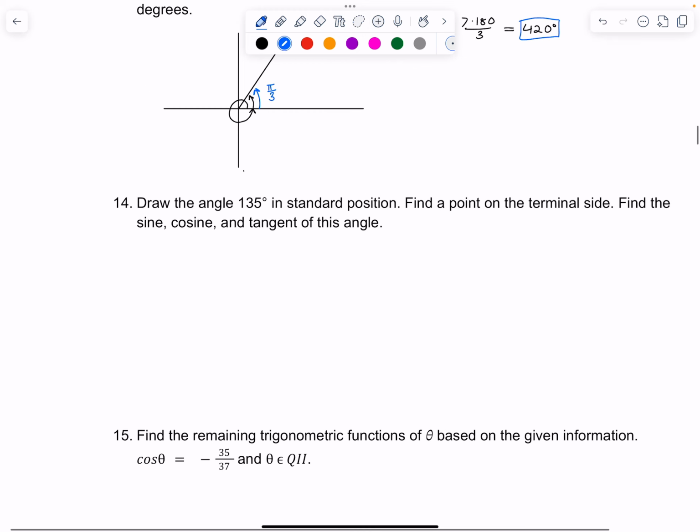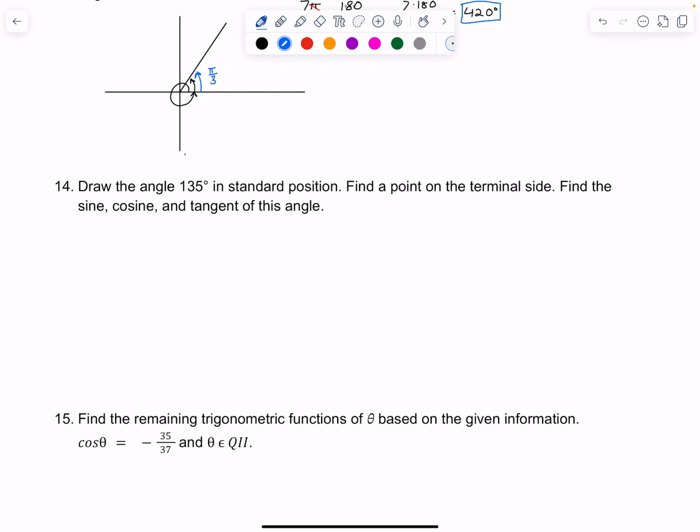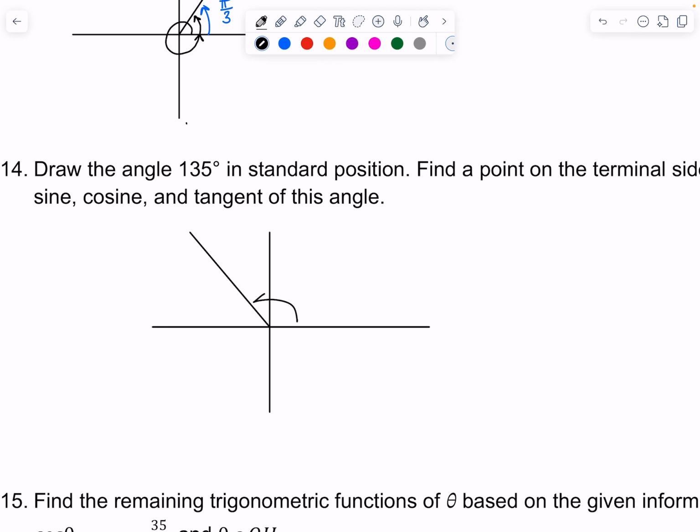Okay, number 14. Draw the angle 135 in standard position. Find a point on the terminal side. Find the sine, cosine, and tangent of this angle. Well, 135 is right here because I know that it is 45 degrees less than 180. So the point on the terminal side is this guy right here. The x coordinate is negative root 2 over 2, and the y coordinate is root 2 over 2.